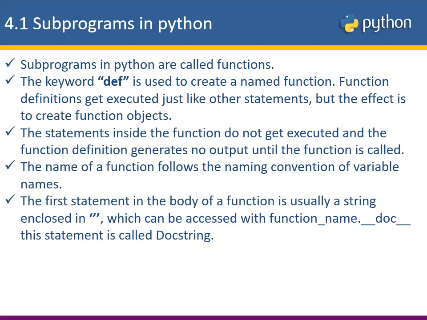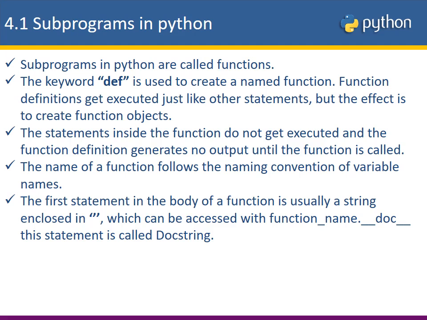The keyword def is used to create a named function. So when you see def, you know that it's used to create a named function in our subprograms. A function definition gets executed just like other statements, but the effect is to create a function object. The statements inside the function do not get executed, and the function definition generates no output until the function is called.